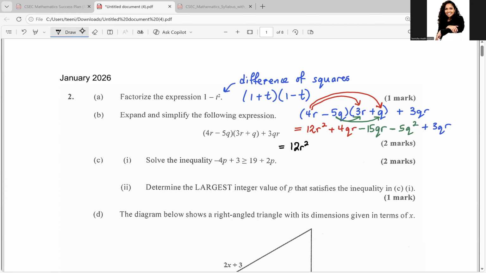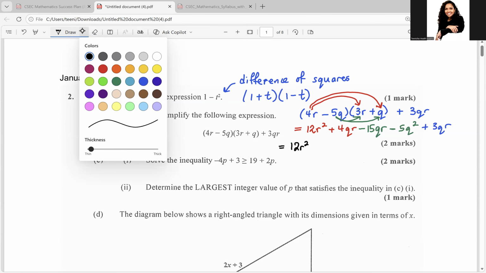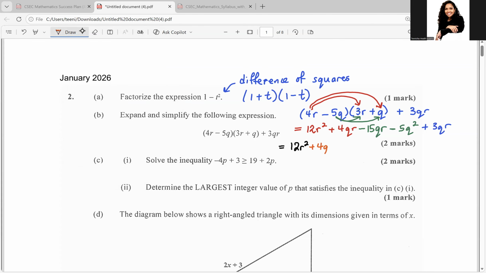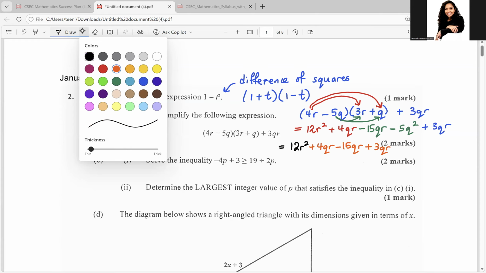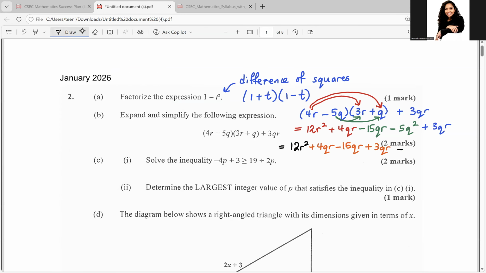So that would be 12r squared. And I'm going to write them in a different color. Plus 4qr minus 15qr plus 3qr. Notice I move with the plus sign, right? And then the final thing there is minus 5q squared.